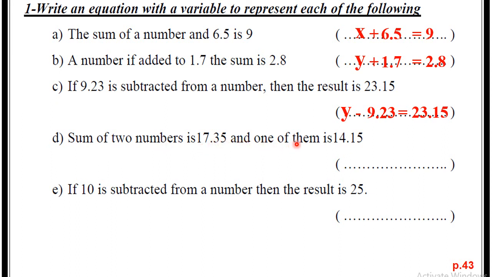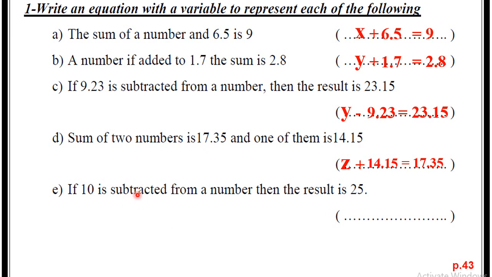And letter D: the sum of two numbers is 17.35 and one of them is 14.15. Here we have two numbers. If we add them together, it will be 17.35, so here is equal. And now, one of these numbers is 14 and 15 hundredths. So here we have z as the variable plus 14.15 hundredths equals 17.35. And now, if 10 is subtracted from a number, then the result is 25.